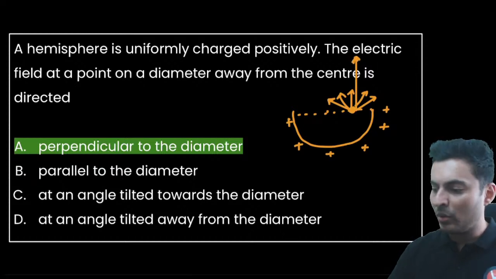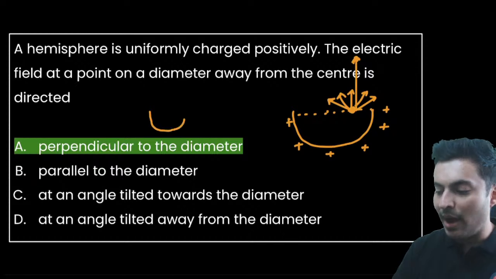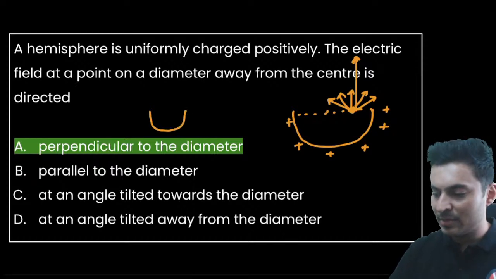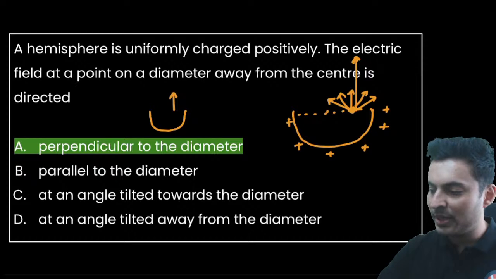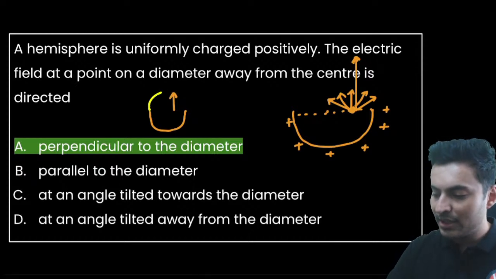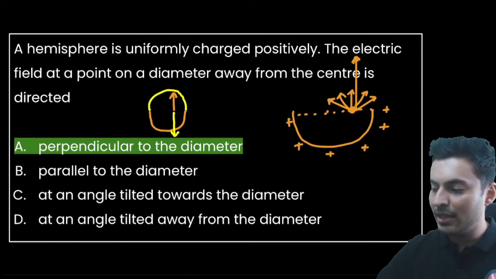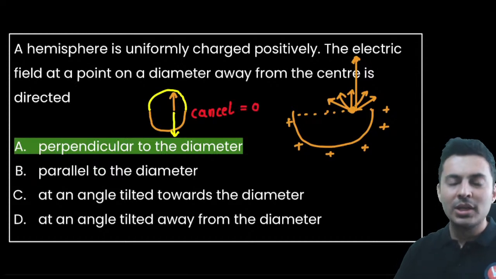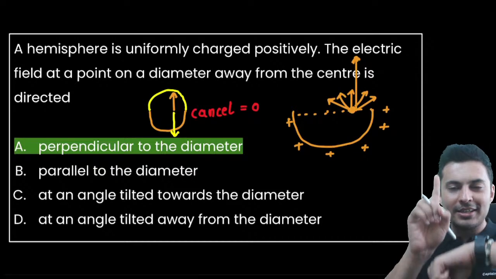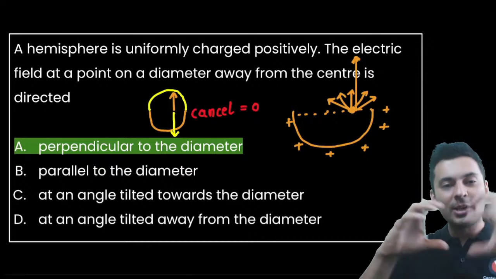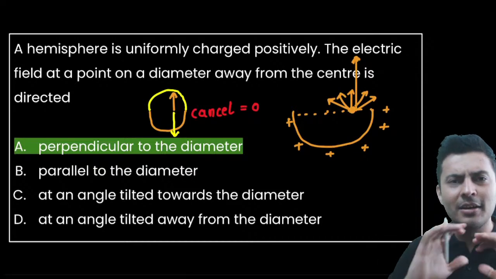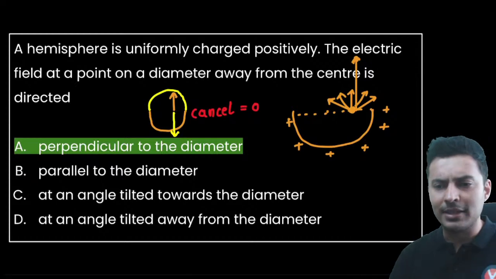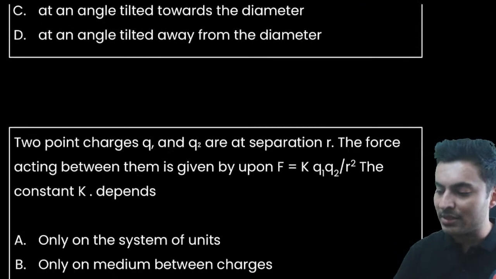You can also think of it this way: only if half of this is present, the field will be this way. If the remaining half of it is added back, then the field due to that part will be here, and then both of them will end up cancelling out each other to make the net field 0. So that is the reason why they should be collinear. They should cancel out each other if the remaining half was present, because we know inside a shell the field is 0 everywhere. Okay, I hope this is clear.